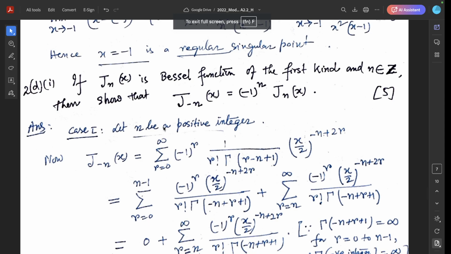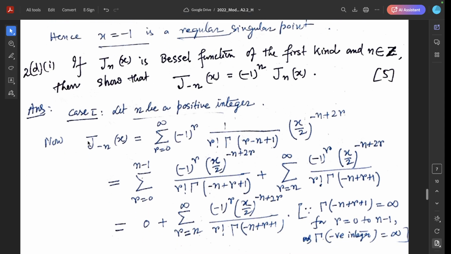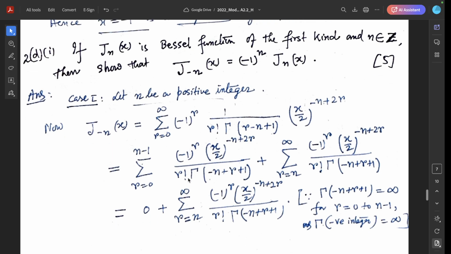Case 1: let n be a positive integer. Then J_{-n}(x) is equal to summation r equal to 0 to infinity (minus 1) to the power r, 1 by r factorial gamma of (r minus n plus 1), (x by 2) whole to the power (minus n plus twice r). This is the definition of the Bessel function.